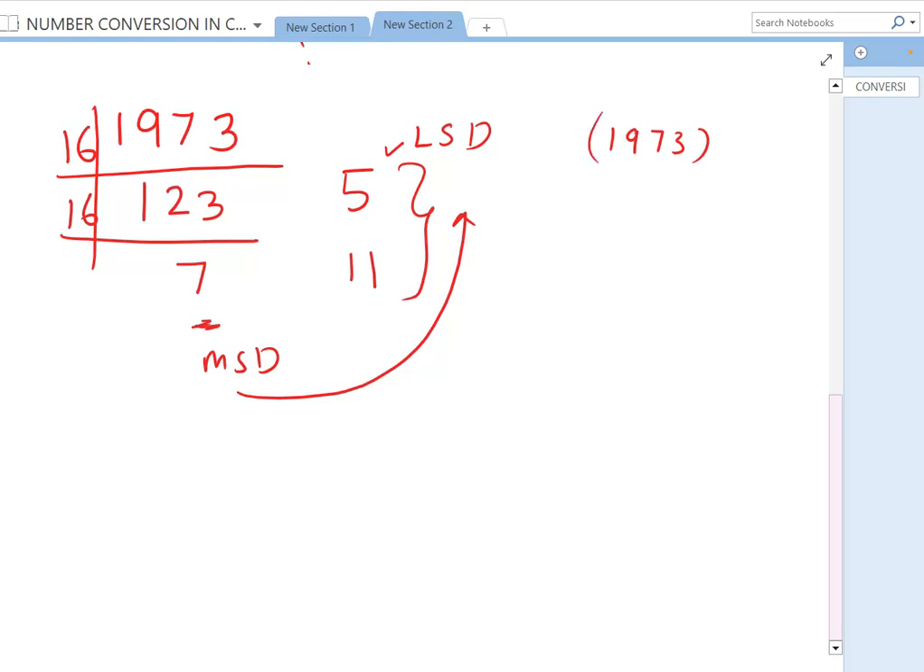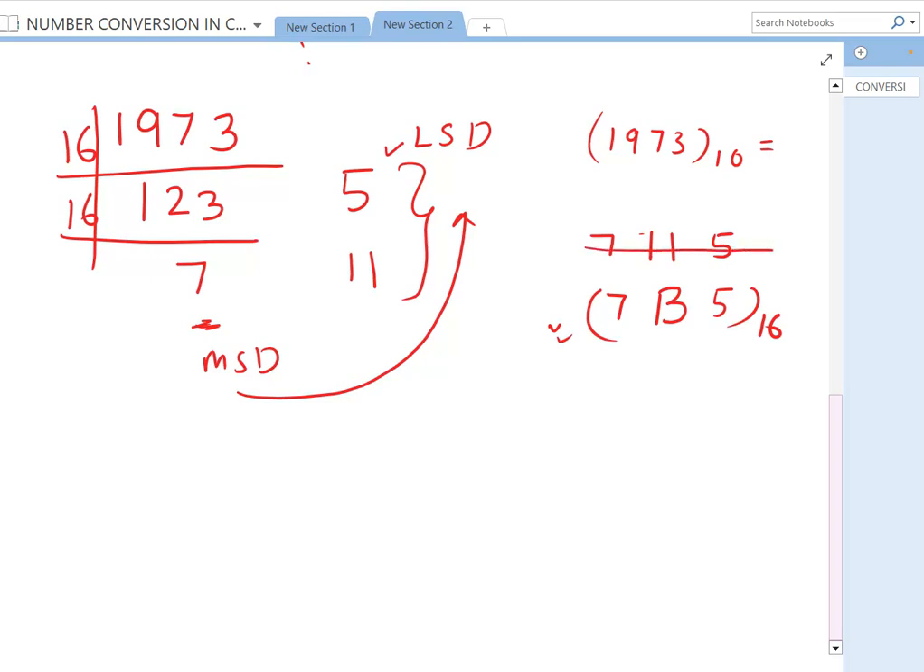So what was that? 1973 was your decimal number, and the answer we have got is 7, then 11, and then 5. Actually we will write down 7, it's okay. 11 we cannot write in that way, so I will convert it into B, because 11 stands for B, and then 5 we can note down as it is. So the final representation is this.